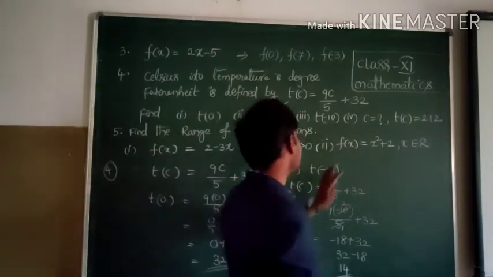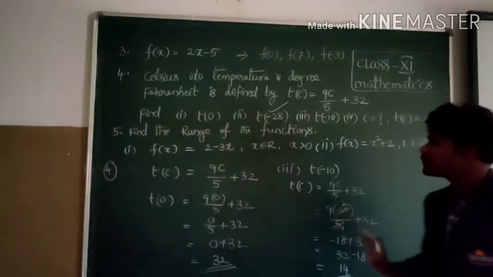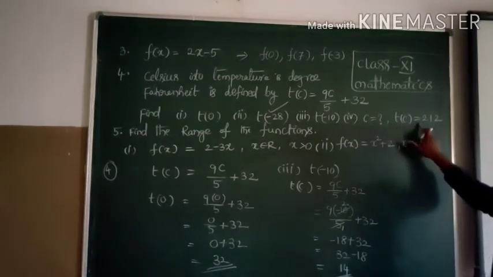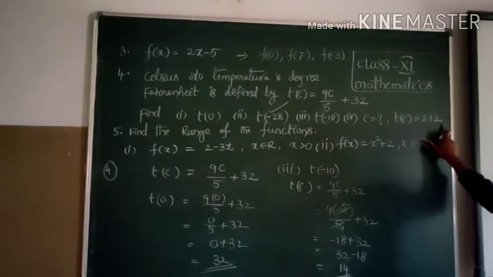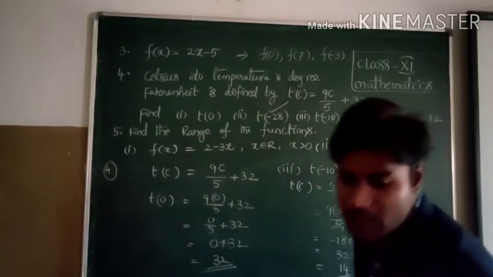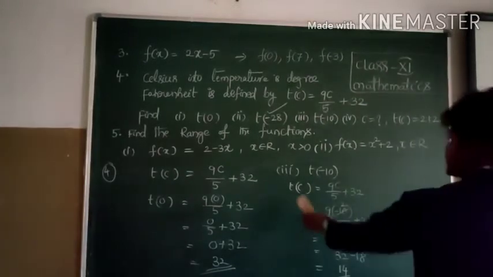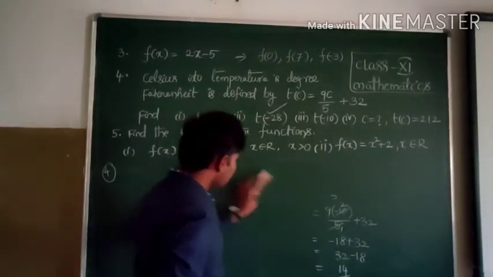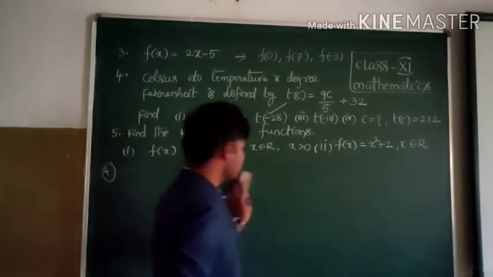This is a little different as compared to the first three problems. Here you need to find out the C value. Already T of C is given, that is equal to 212. But you need to find out the value of C. Okay, now let's see how we can calculate the value of C here. So here T of C is already given. That is how much?